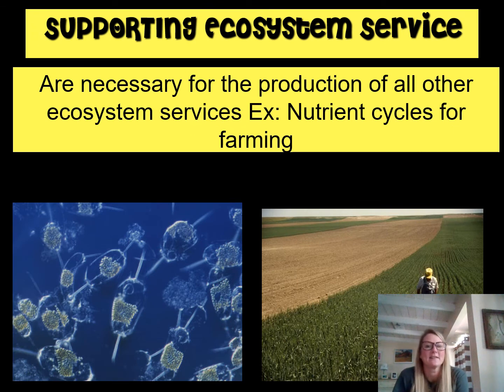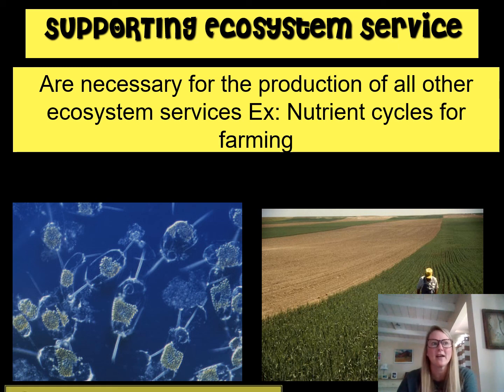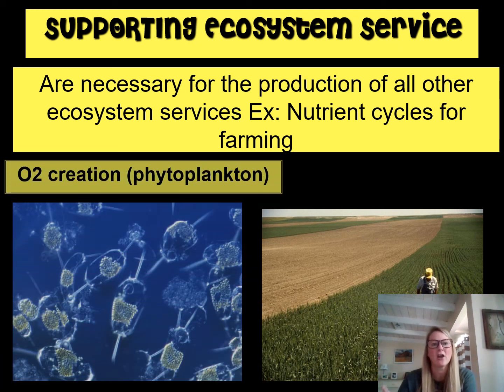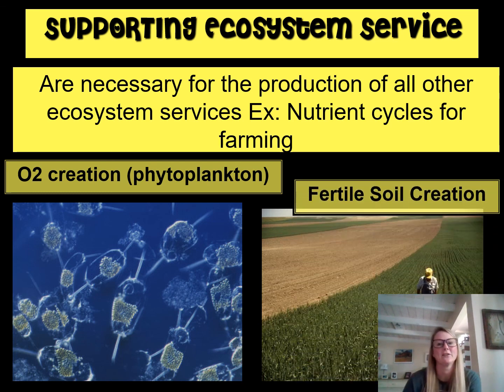The last one is a supporting ecosystem service. These are the services that provide support for all the other ecosystem services. But again, there has to be a human tie-in. For example, nutrient cycles. We know that bacteria can take nitrogen out of the air and convert it into nitrate. That occurs with the nitrogen cycle. And then, of course, if we are farming, our plants are taking that nitrate from the soil and using it. Because it's supporting our use of farming, that would be a supporting ecosystem service.